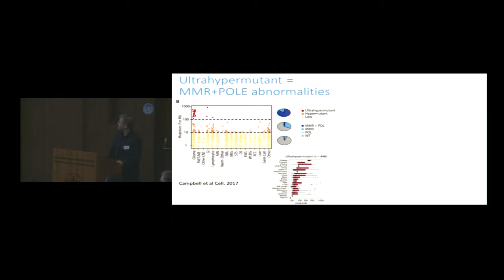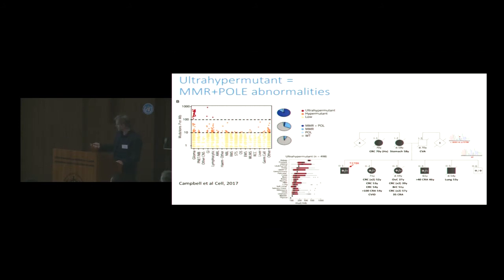There are some exceptions, and this is a case that we got involved with of a family from Spain with a very large, unusual cancer phenotype, with this woman here with 5 or 6 different cancers.